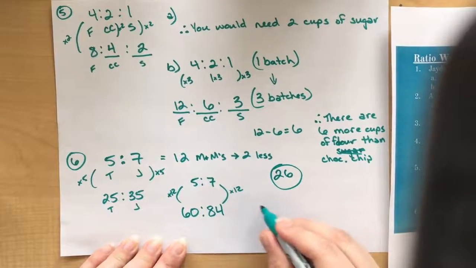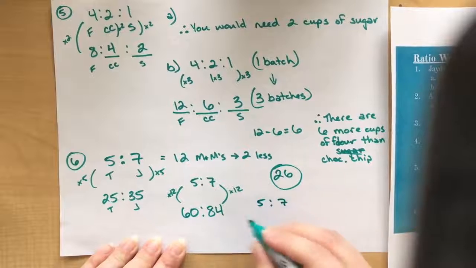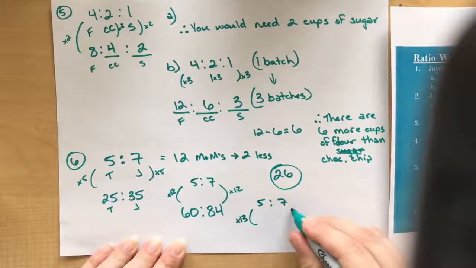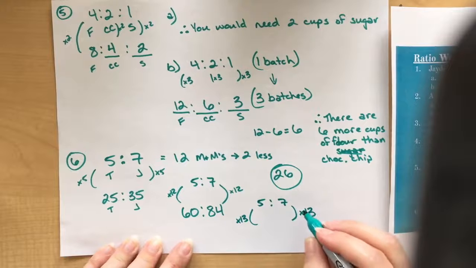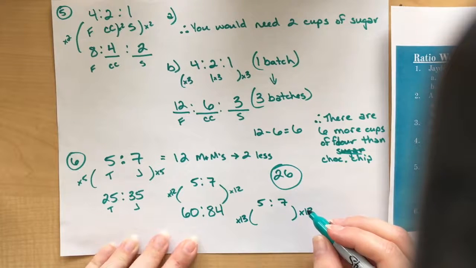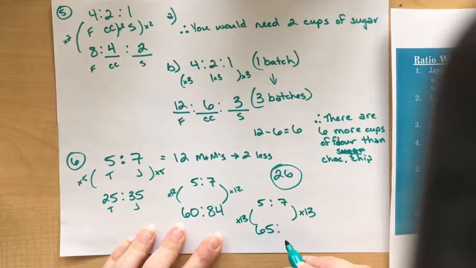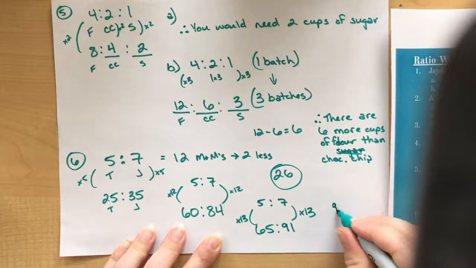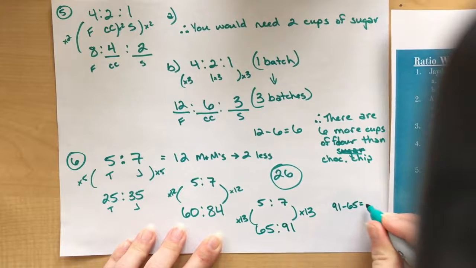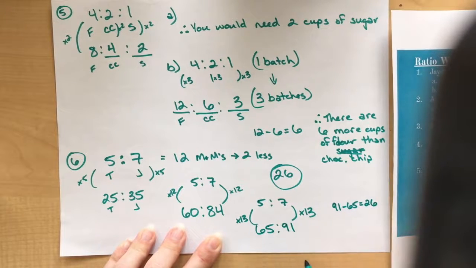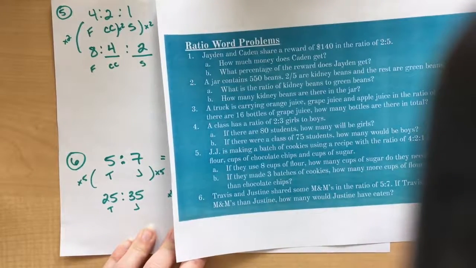So instead I'm going to try one more. Let's use a scale factor of 13 instead. And 13 would bring us to 65. 5 times 13 is 65. And 7 times 13 will be 91. Okay, now 91 minus 65, that in fact does equal 26. Okay, there's our difference.